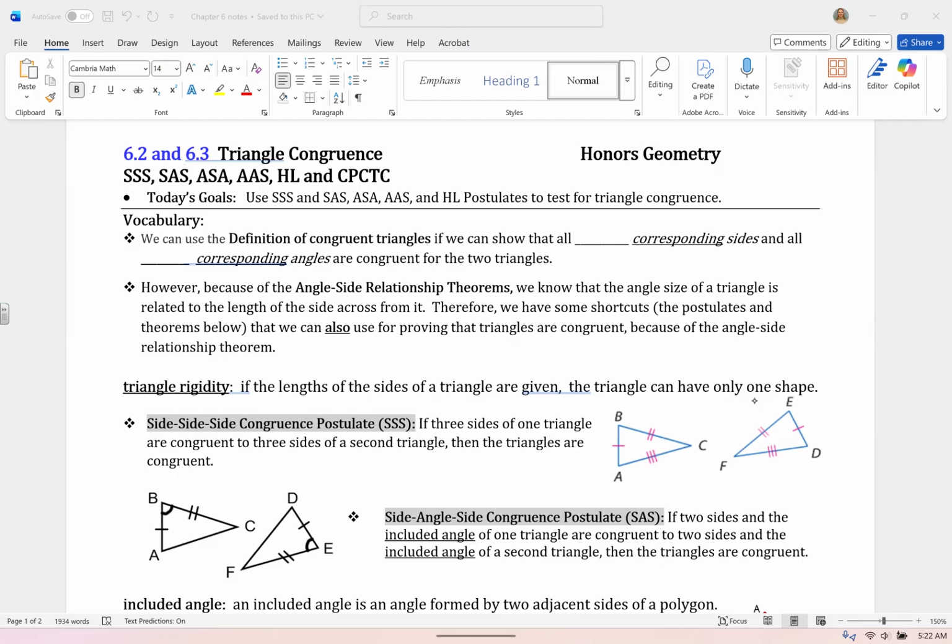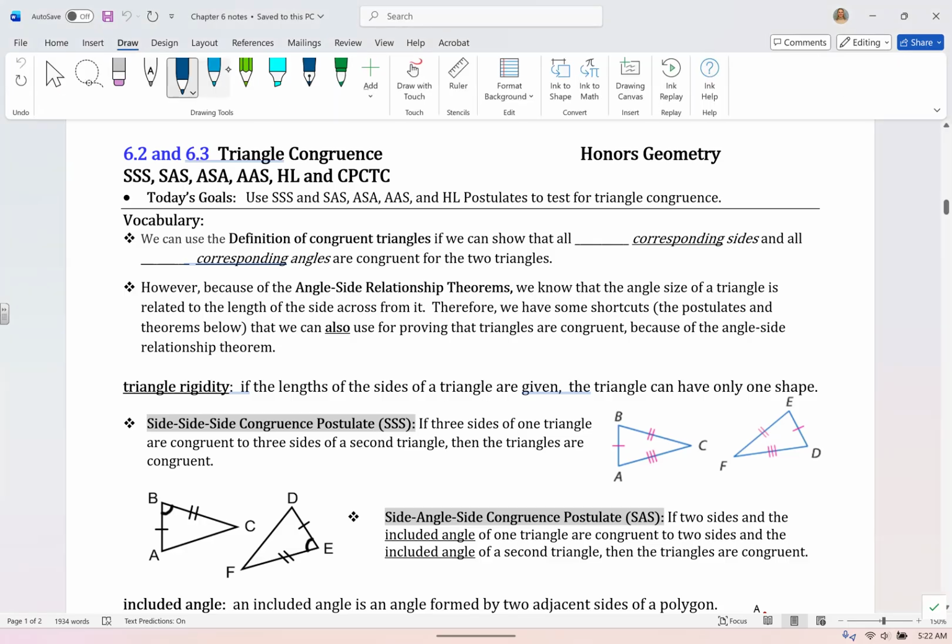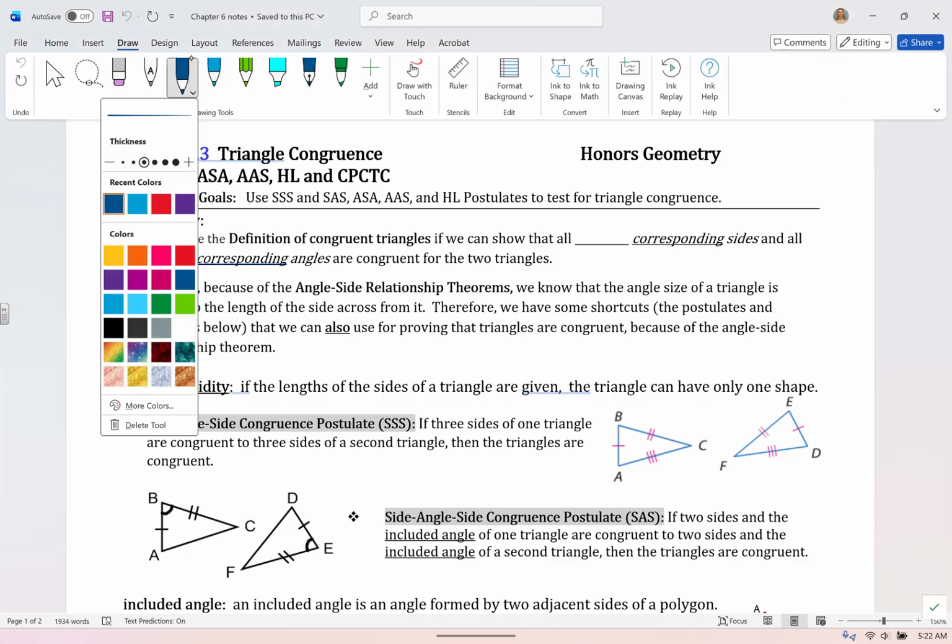Okay, so today we're going to be talking about lessons 6.2 and 6.3, and we're going to be talking about triangle congruence. On the first lesson, we talked about showing that two triangles are congruent if all their corresponding parts match each other. And that's a really good starting point, because if you have an identical twin to you, all your corresponding parts and angles should be exactly the same, or you're not going to look like identical twins.